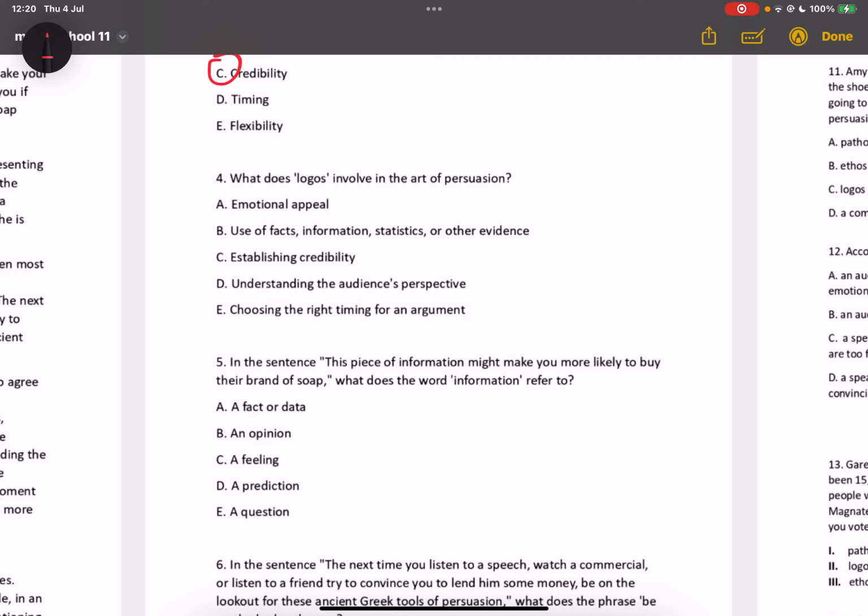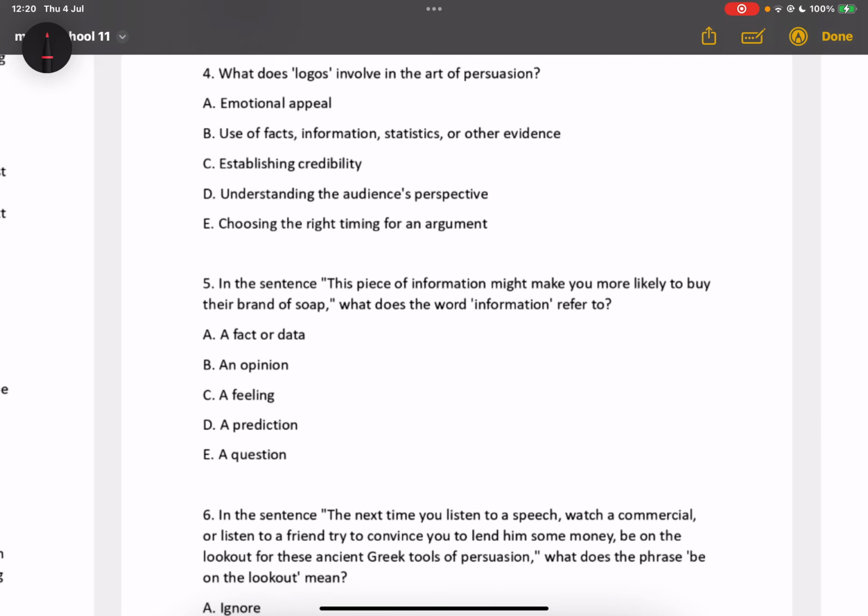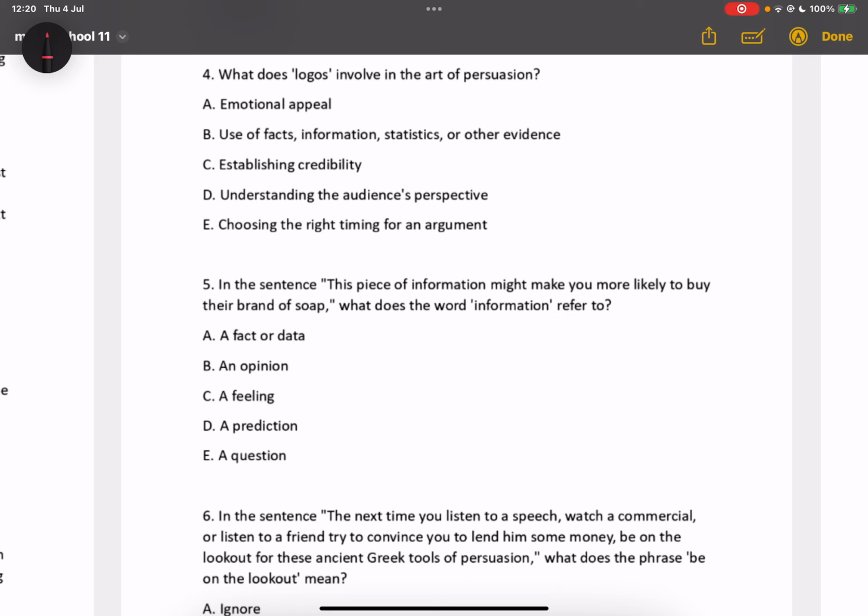4. What does logos involve in the art of persuasion? A, emotional appeal. B, the use of facts, information, statistics, or other evidence. Yeah, so not emotion because that's pathos. C, credibility. No, that's ethos. D, understanding the audience's perspective. No. And E, choosing the right timing, which is the kairos. No. So 4 is B.